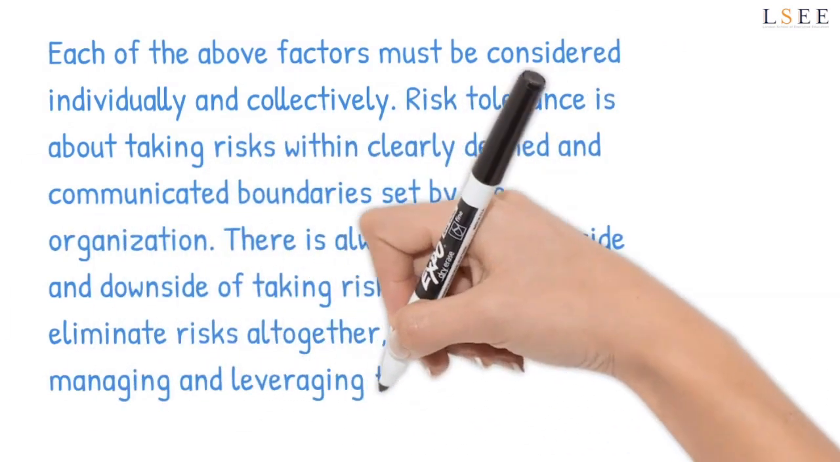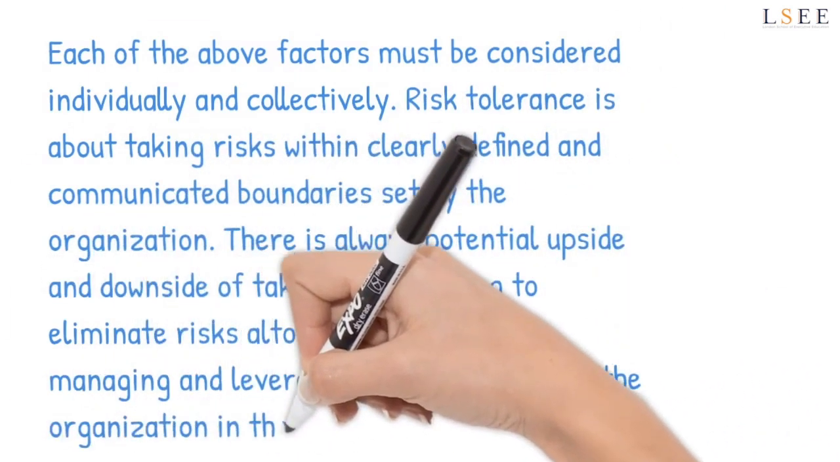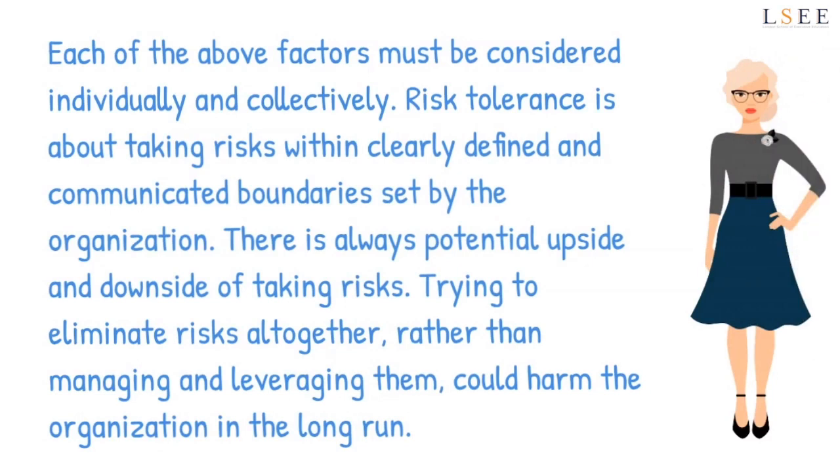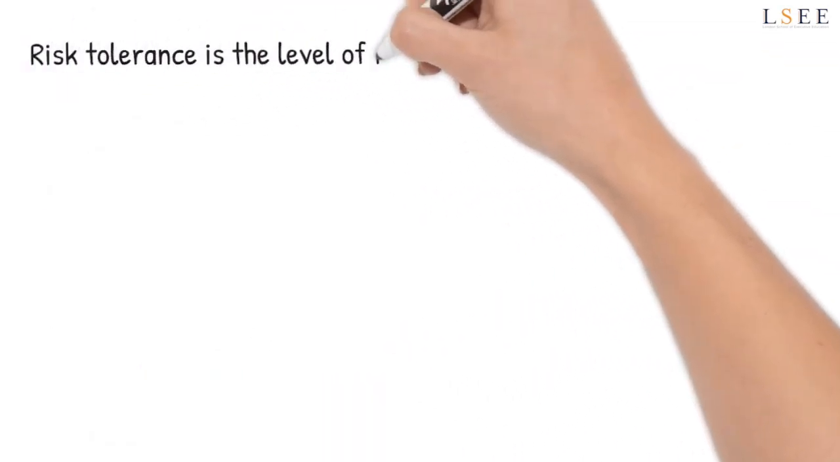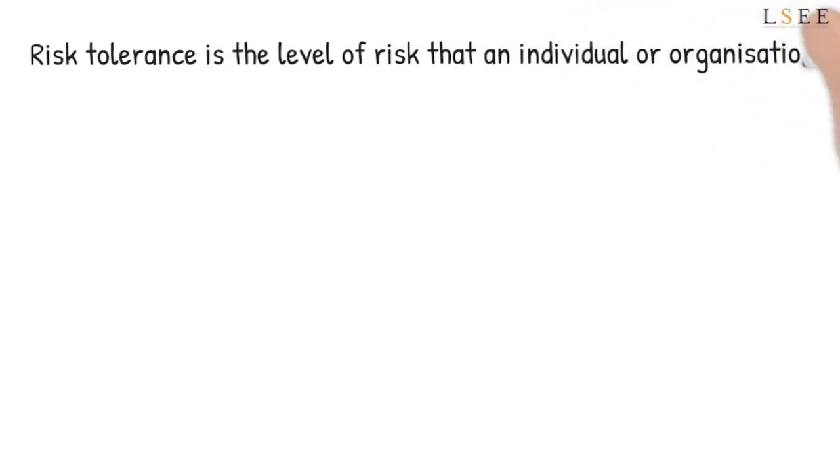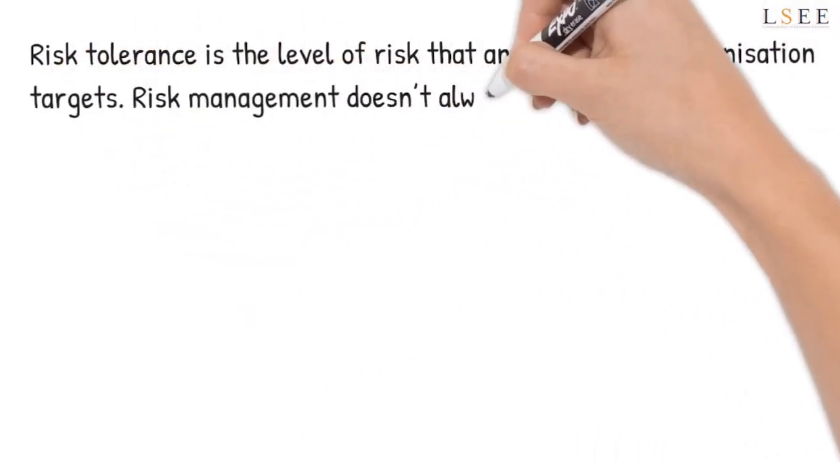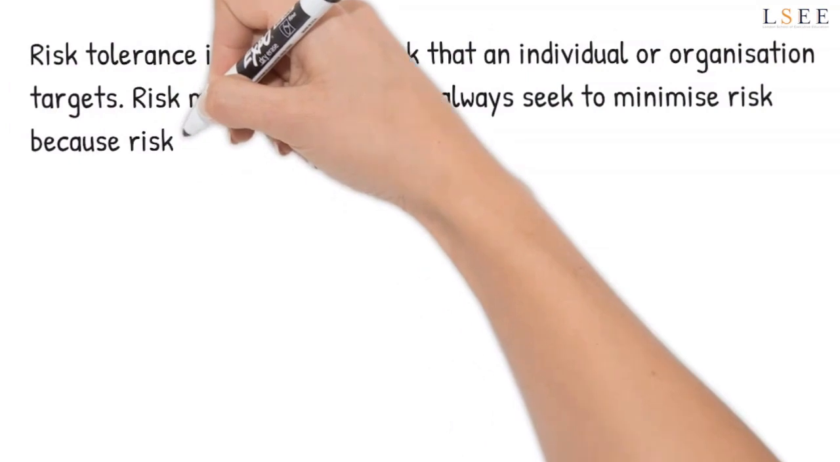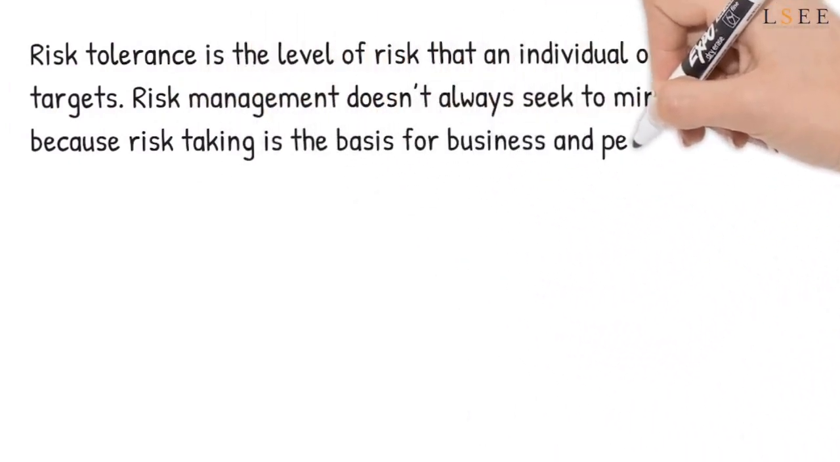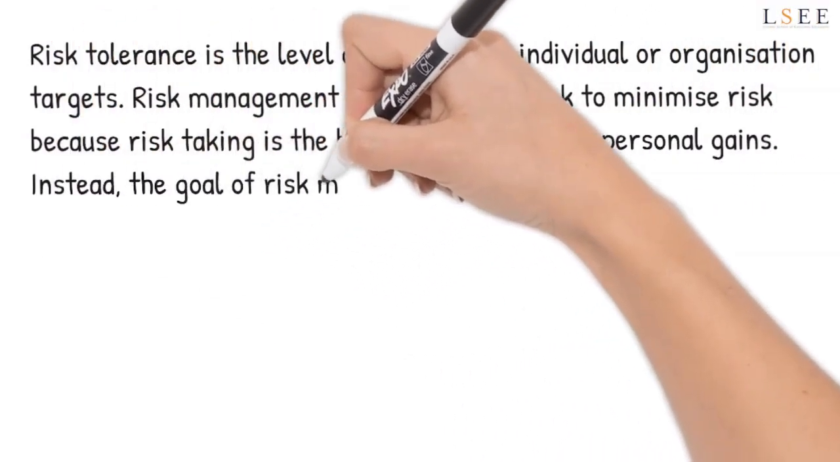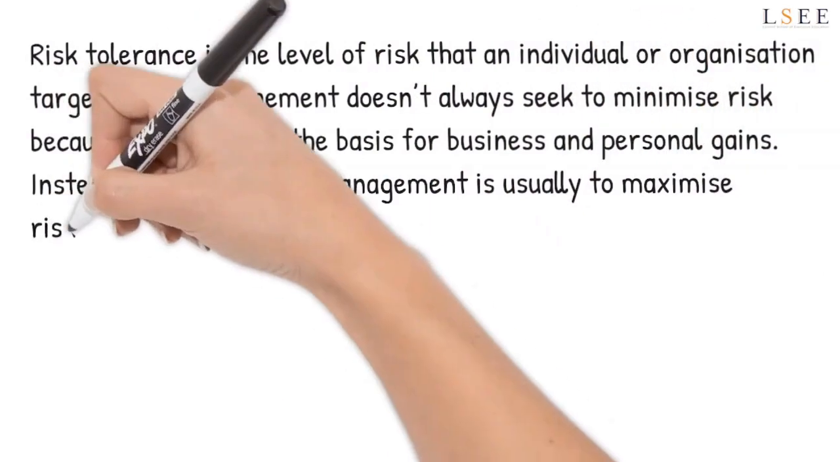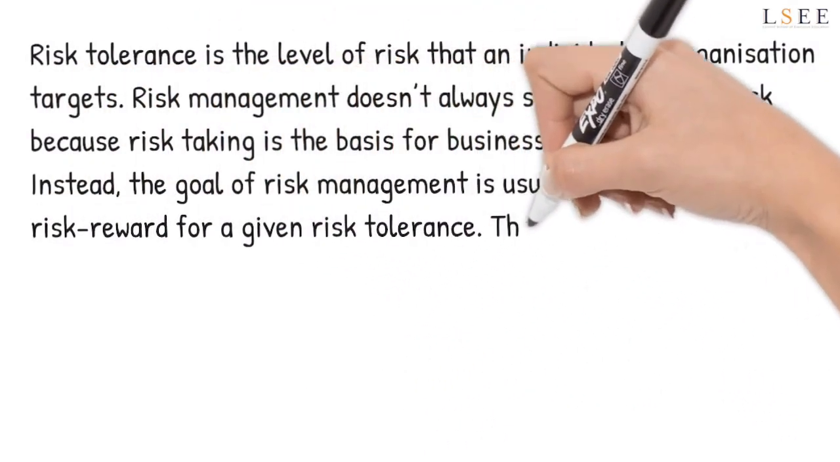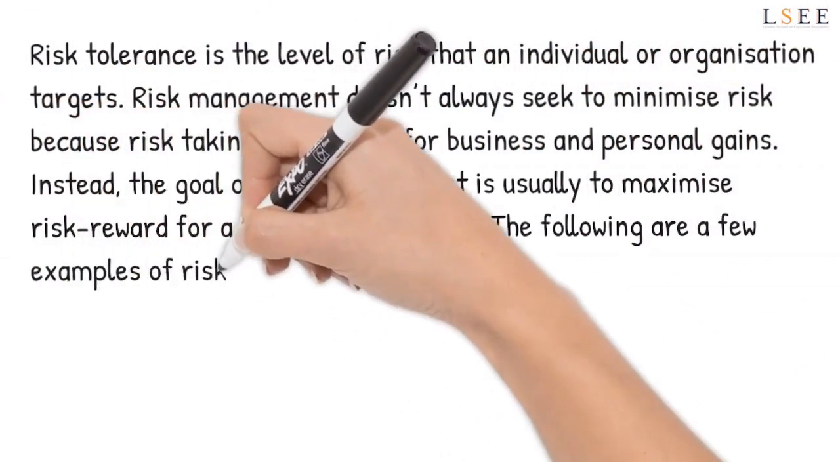Trying to eliminate risks altogether, rather than managing and leveraging them, could harm the organization in the long run. Risk tolerance is the level of risk that an individual or organization targets. Risk management doesn't always seek to minimize risk because risk-taking is the basis for business and personal gains. Instead, the goal of risk management is usually to maximize risk-reward for a given risk tolerance.